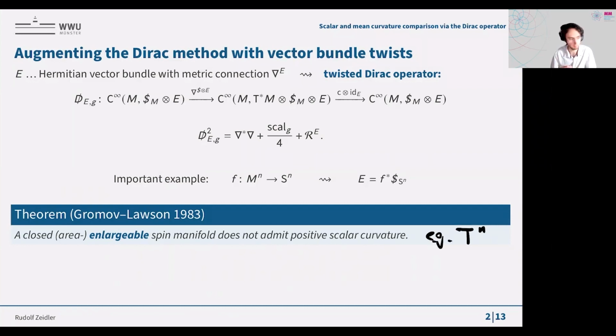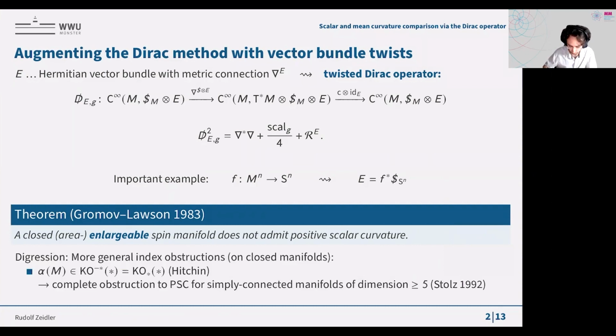So you can add a twisting bundle. At this point, I also want to discuss a little bit, it's a bit of a digression, but in addition to this A hat genus, there are other kinds of index obstructions. For instance, the alpha genus of Hitchin, which is important if we want to deal with these examples of exotic spheres that don't have positive scalar curvature, which we discussed in the discussion after the previous talk. And in fact, for simply connected manifolds, this alpha genus is a complete obstruction to positive scalar curvature due to Stefan Stolz. And this is only true in high dimensions, starting from dimension 5.